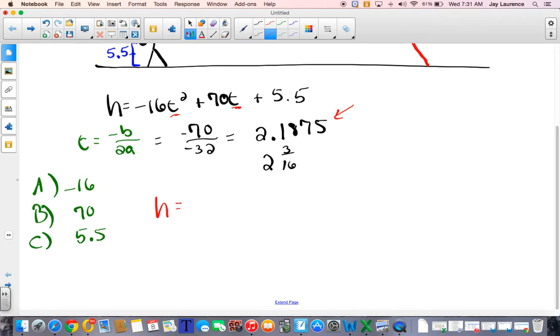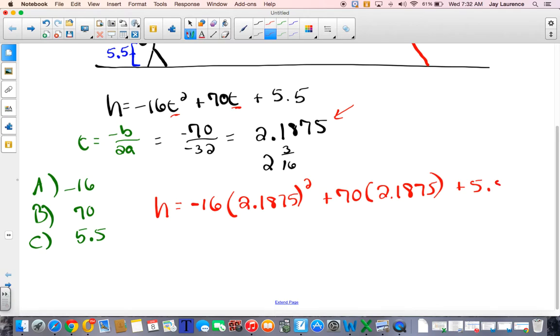So h is going to equal negative 16 t squared, plus 70 times the time, and then add 5.5. I need to substitute in the time, since I only put a variable there. Now be careful. Some kids will lose the exponent here, and then some kids won't follow the order of operations. They'll multiply first and then square.